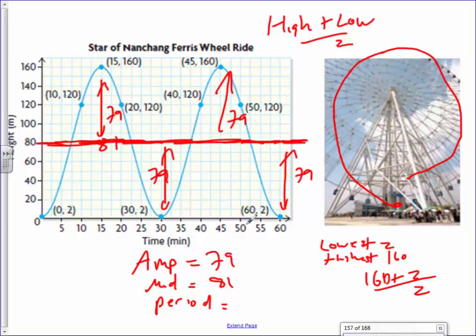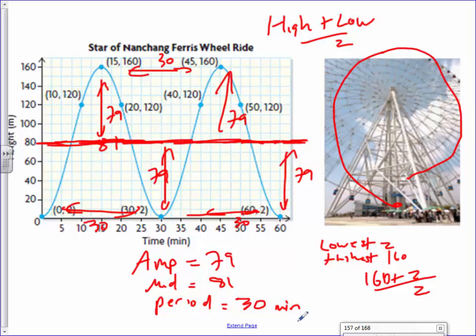Or here's another way of looking at it. At the very top, it's at 15. When does it get back to the top again? 45. How far is it from 15 to 45? 30, yeah. So there to there is 30, or here to here is 30. So your period is 30. Minutes, I guess, would be the units.